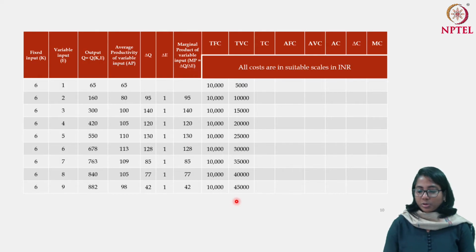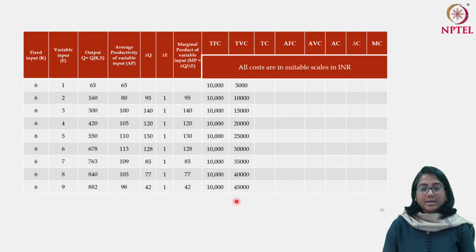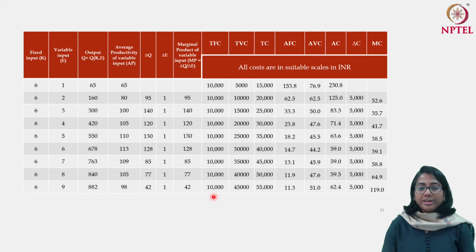The next discussion was on cost. So let us see what are the implications on cost with this kind of numbers. We already have the information on total fixed cost and total variable cost. We'll add them up in order to come up with the figure for total cost. So total cost is nothing but the addition of total fixed cost and total variable cost. The next concept that we are going to come to is the average fixed cost.